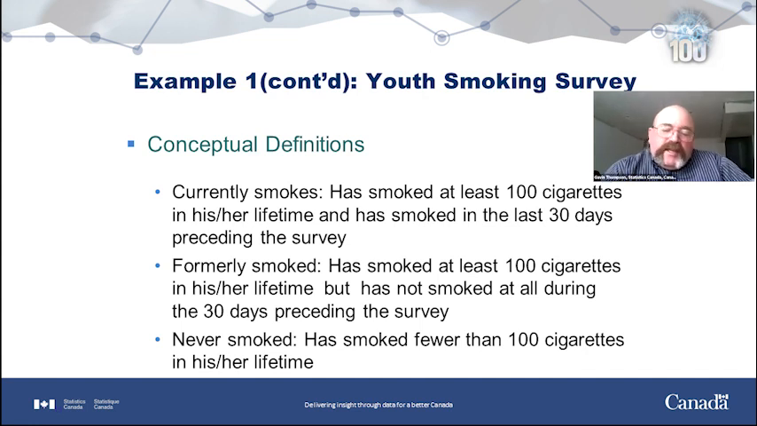So let's take a look at this. And it's tricky. Currently smoked: you've smoked at least 100 cigarettes in your lifetime, and you've smoked in the past 30 days preceding the survey. Formerly smoked: you've smoked at least 100 cigarettes and you haven't smoked in the past 30 days. And never smoked is you've smoked fewer than 100 cigarettes in your lifetime.